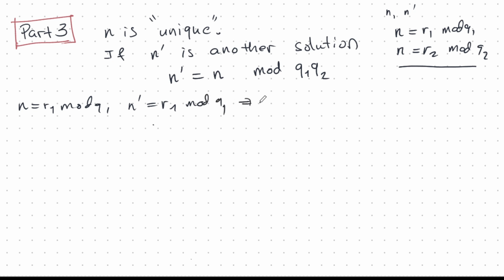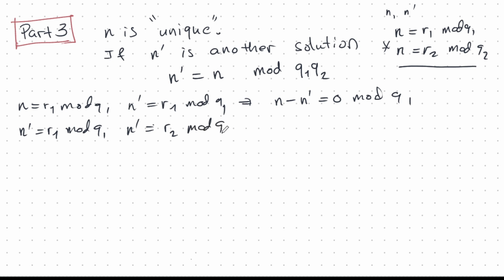And these two, well, we can subtract them. We get n minus n prime is congruent to 0 mod q1. Very good. Now, next one, n is congruent to r2 mod q2, and n prime is congruent to r2 mod q2. I'm just plugging it into here. And I subtract these two. I get n minus n prime is congruent to 0 mod q2.